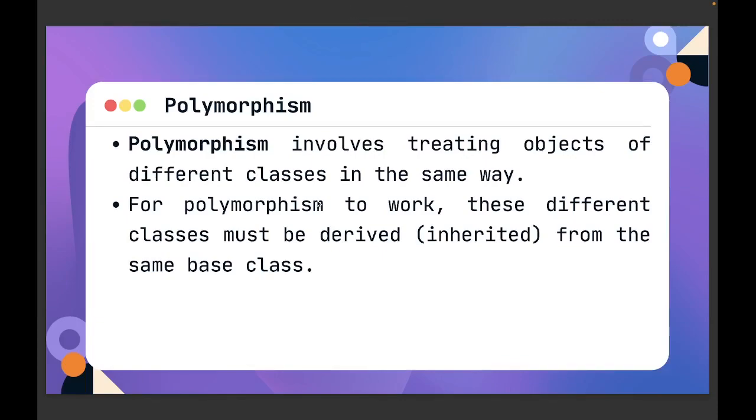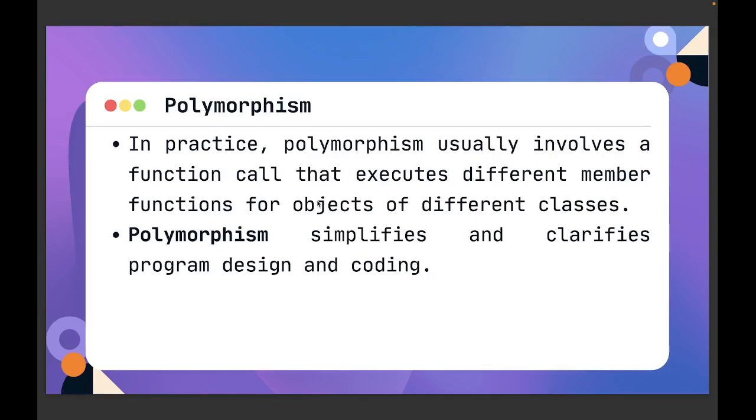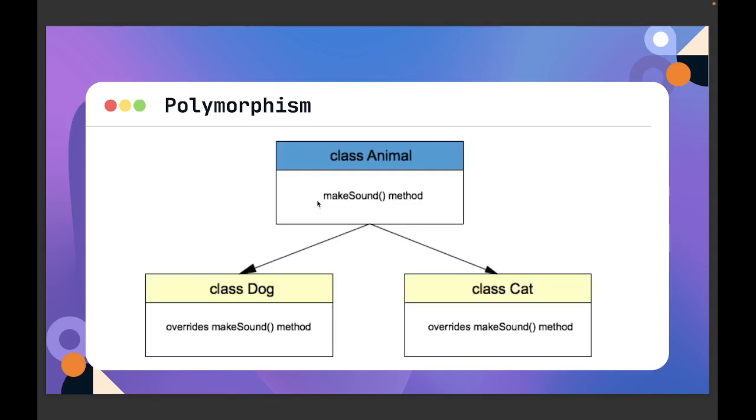Another one is polymorphism. It involves treating objects of different classes in the same way. For polymorphism to work, these different classes must be derived or inherited from the base class. So how do we apply that? This involves a function call that executes different member functions for objects of different classes. It simplifies and clarifies program design or coding. Polymorphism is like inheritance, but you can modify the value or override the function of that particular method.